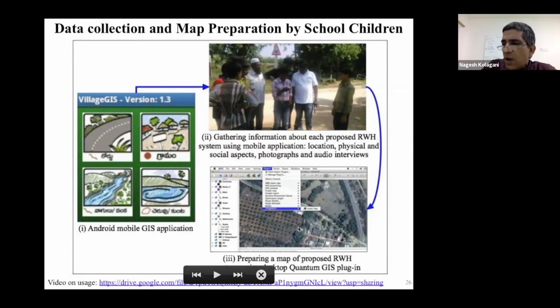This was a little novel when we did this in early 2010 or 11, 12. Now we have GeoODK, which is very good, and we can go with those tools also. Much better tools are also available now. This also we have made available. You can go to this folder here, and that folder has whatever software you can download and use, both the mobile APK as well as the Quantum GIS plugin.